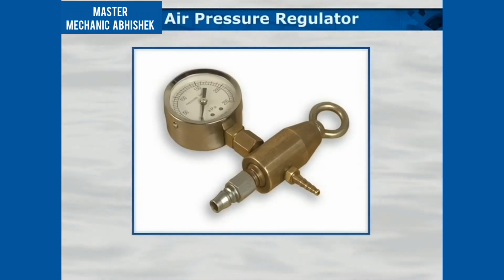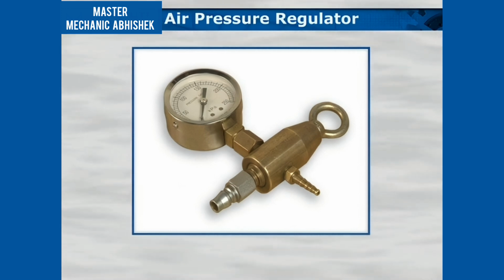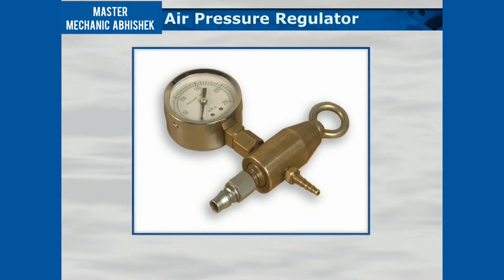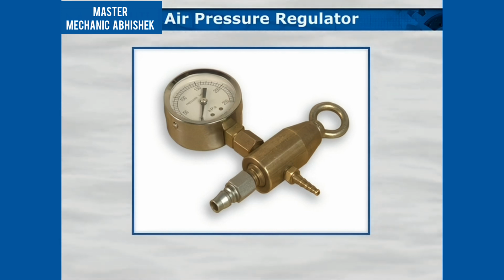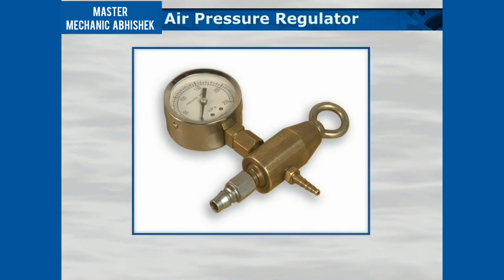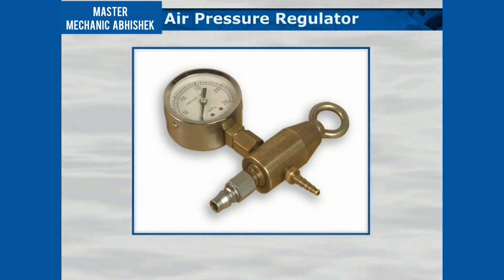This video will demonstrate the use of special tool, Air Pressure Regulator. This special tool is used to inspect the function of wastegate valve used in turbocharger of diesel engines. At the time of inspection, this special tool regulates the pressure of compressed air applied on the wastegate valve actuator.